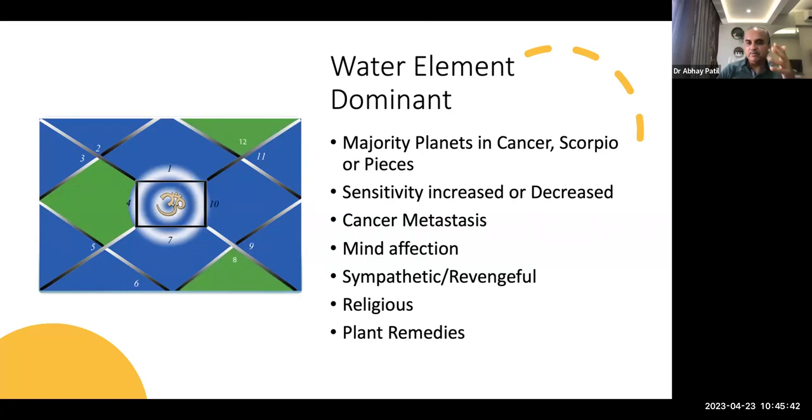And that is why water element dominant or moon dominant people have chances of getting cancer, because they are subjected to anger, vexation, indignation. Their mind affection is very strong. They are very emotional persons. So if emotions are suppressed continuously, it may be at a physical level, it may be at a mental level.